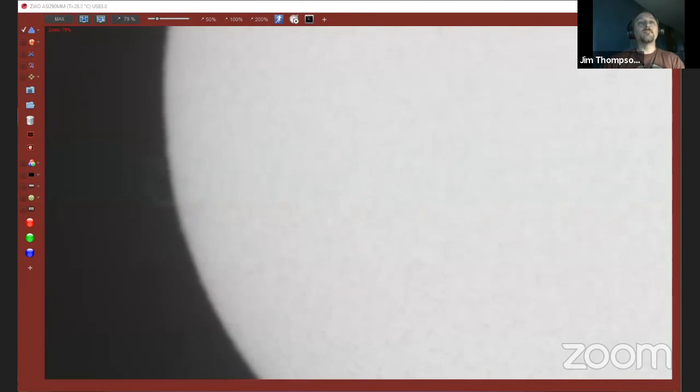Okay. So here we're back at that prominence again that we looked at earlier this morning. I'm going to increase the exposure a little bit so we can get a better look at it.